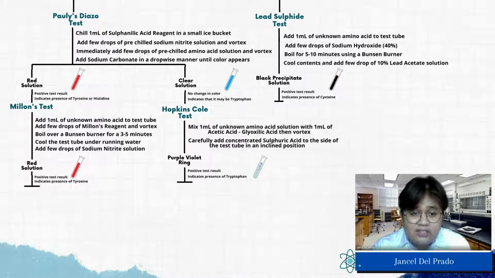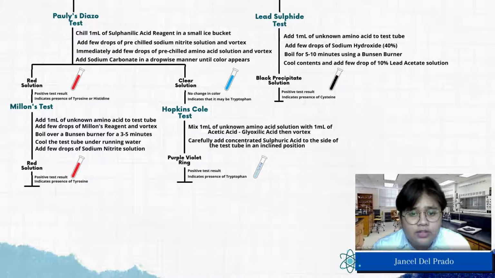For the Millon test, we do this by adding 1 ml of the unknown solution to a new clean test tube, followed by the addition of the Millon's reagent, and then we mix it. We then boil the solution over a Bunsen burner for 3 to 5 minutes and cool the test tube under running water. Once the solution has been cooled down, we then add a few drops of sodium nitrite solution. This would result in a red solution, which indicates the presence of the amino acid tyrosine.